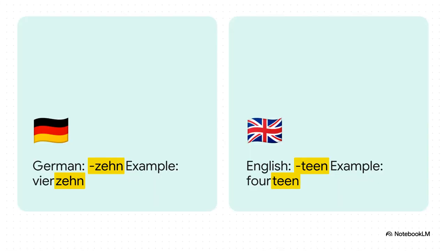And here's the absolute best part, the thing that makes it click. This is a pattern you already know. The German suffix zehn does the exact same job as our English teen. 14 is 14. 19 is 19. The logic is identical. You're just swapping out the word.